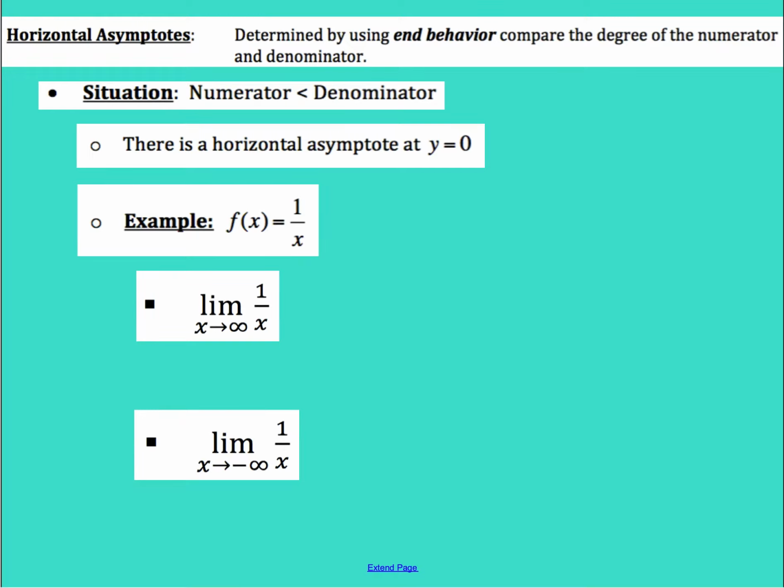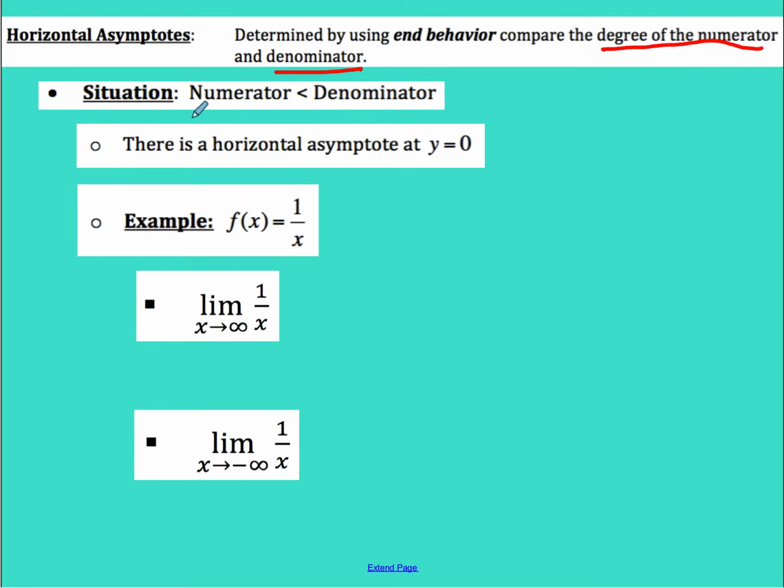All right, we're going to start looking at horizontal asymptotes, which is your end behavior, and figuring out how we can find that algebraically. The way you can find horizontal asymptotes is by determining the end behavior. And the way you can find end behavior is you can compare the degree of the numerator and the degree of the denominator. And just a reminder, degree is your highest exponent in the numerator and in the denominator.